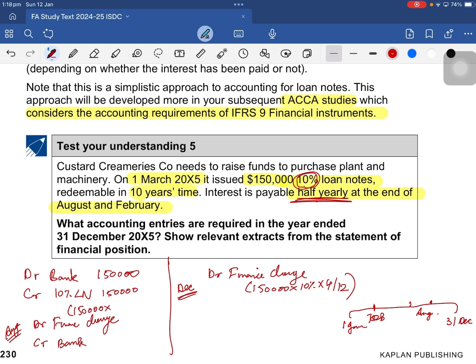Not January, because the loan interest is payable on August and February, right? So this year it starts from February. So February, March, April, May, June, July till August, it is 7 by 12. And what about here? Here it is the same. From August, September, October, November, December, 4 by 12. But do we pay by bank? No. It is credit payables.